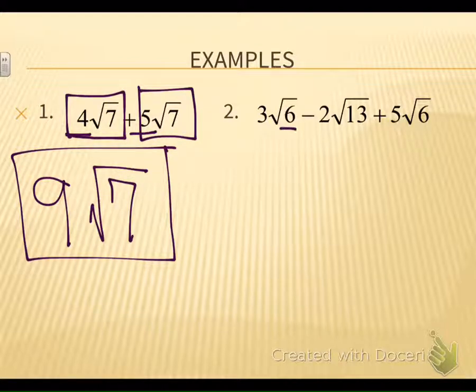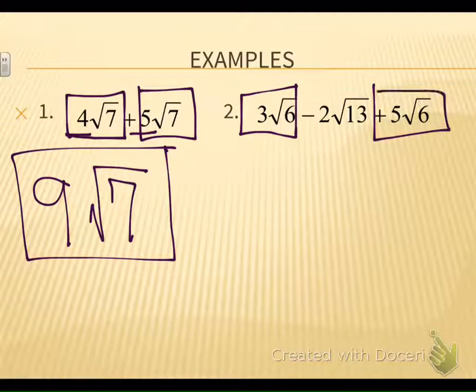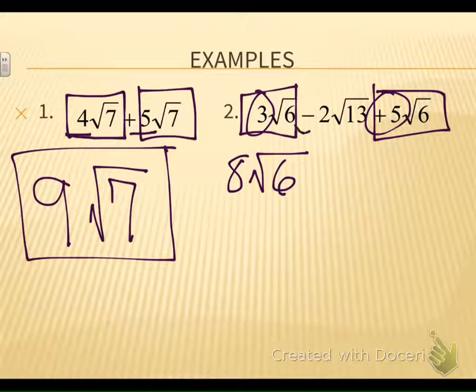Now, 6 we cannot reduce. 13 we cannot reduce, and 6 we cannot reduce. But we do have like terms. We have 3 root 6 and 5 root 6. So 3 plus 5 is 8 root 6. Then what we have left over is negative 2 root 13.